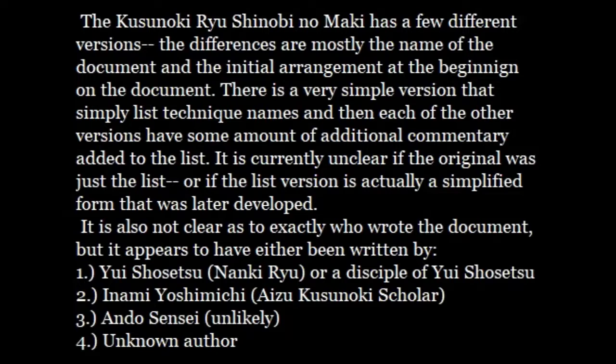A third potential, however very unlikely, is someone known as Ando Sensei. Ando Sensei did a lot of commentary on Kusunoki Ryu documents. However, I don't have any examples of him writing anything new, only doing commentary, so I don't think he is a good potential author. Lastly, number 4 is that it's written by somebody else, somebody that hasn't clearly been identified as a potential author of the text.